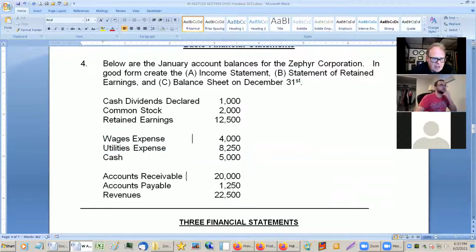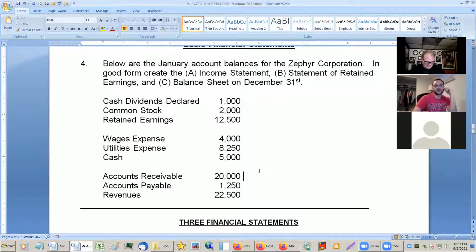This one is a little bit tricky. Accounts payable is when you pay somebody else. Receivable is when you're going to receive it. So accounts receivable is when you're going to receive cash of 20,000. So where do you think that will go? An income statement. Nope. Where does cash go? Statement of retained earnings. Nope.